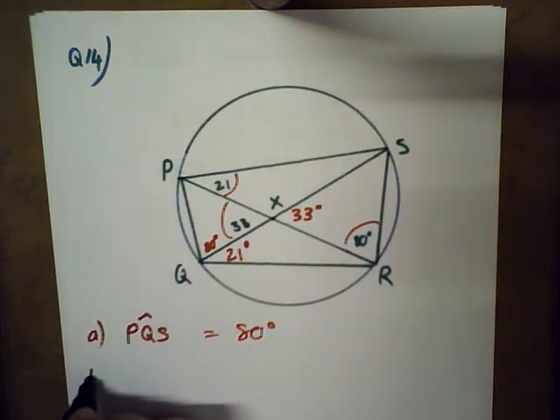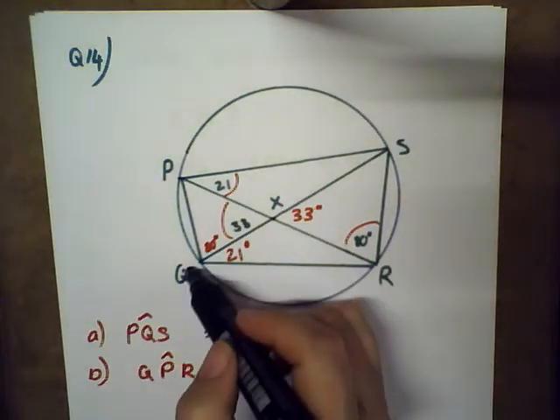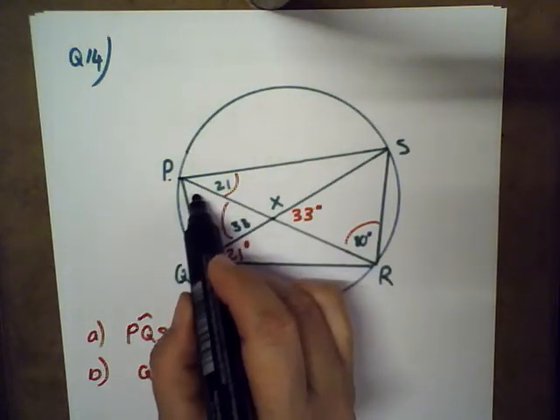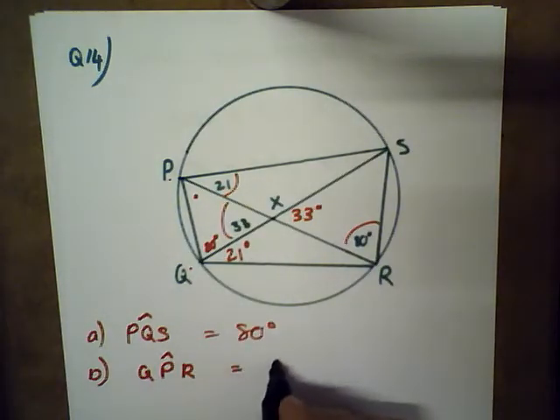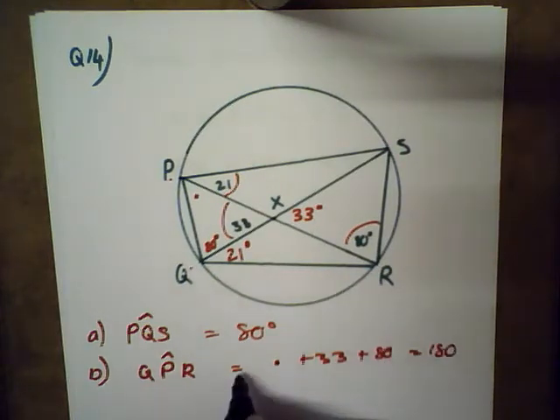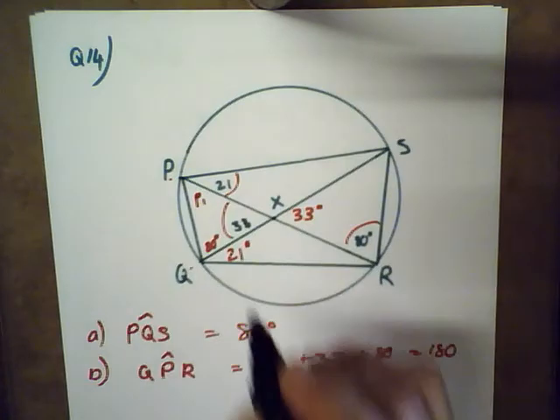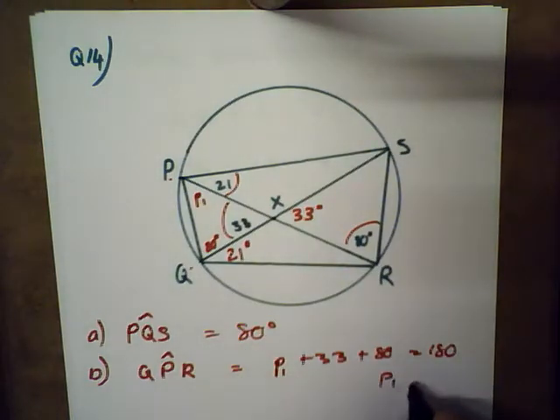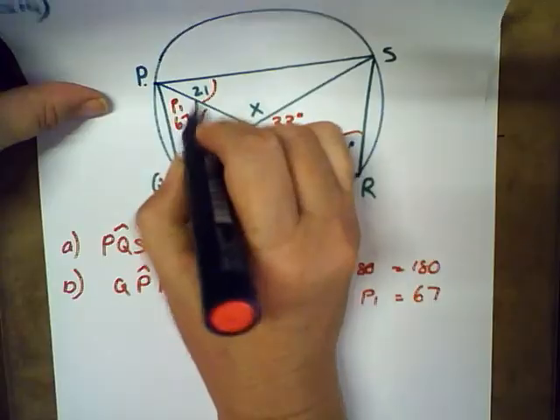The next question, question B, asks us to find angle QPR. It's this little one there, and we know the interior angles of a triangle add up to 180, so we will have a little dot plus 33 plus 80 must give us 180 degrees, and we can solve it there. So let's call this P1. P1 would be 67 degrees. I'm just writing it in there.